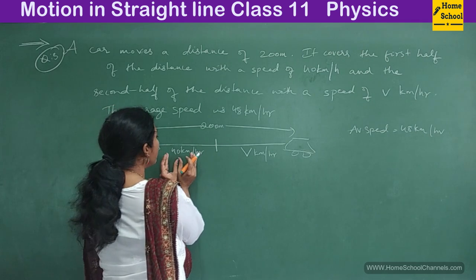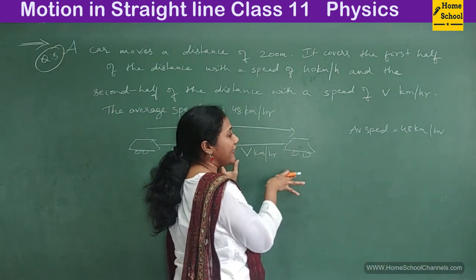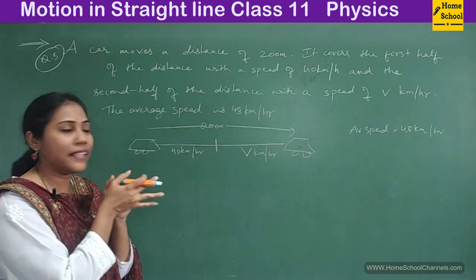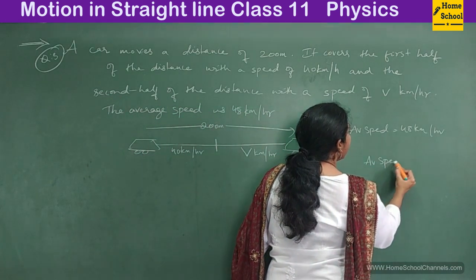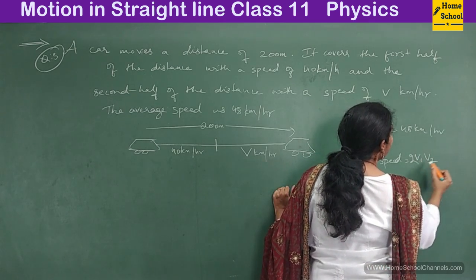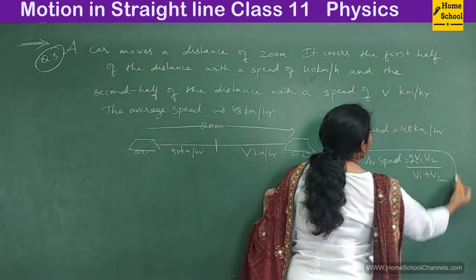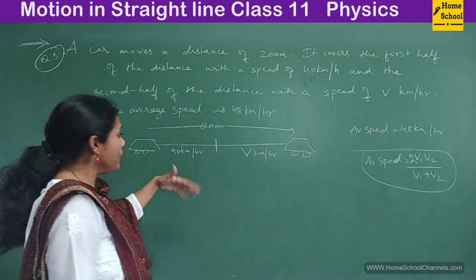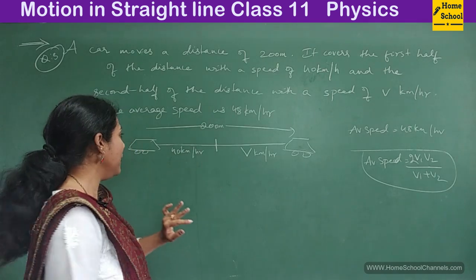Okay, so how do you do this? For the first half of the distance we have this speed, for the second half we don't know, that's what we need to find, but the average speed they have given. Can we use a shortcut formula here? We have a formula: average speed is equal to 2 V1 V2 by V1 plus V2, right? I will use this shortcut formula and finish off the question. But I can show you the elaborate method also. Just understand the logic here.